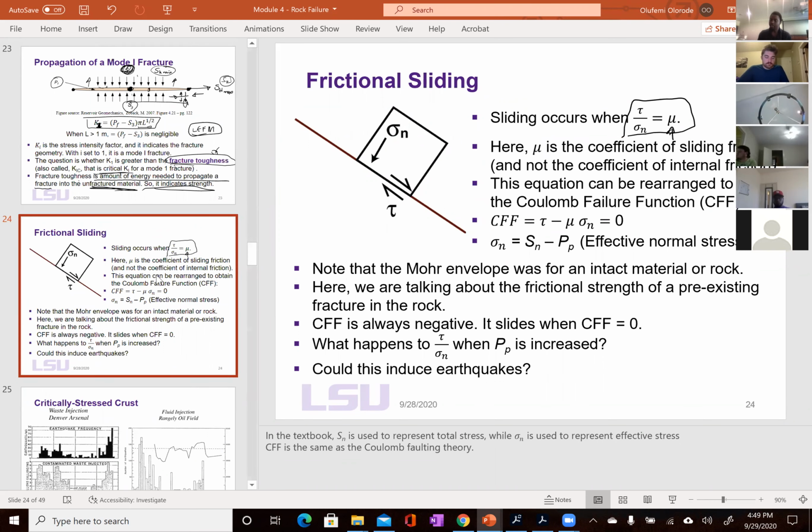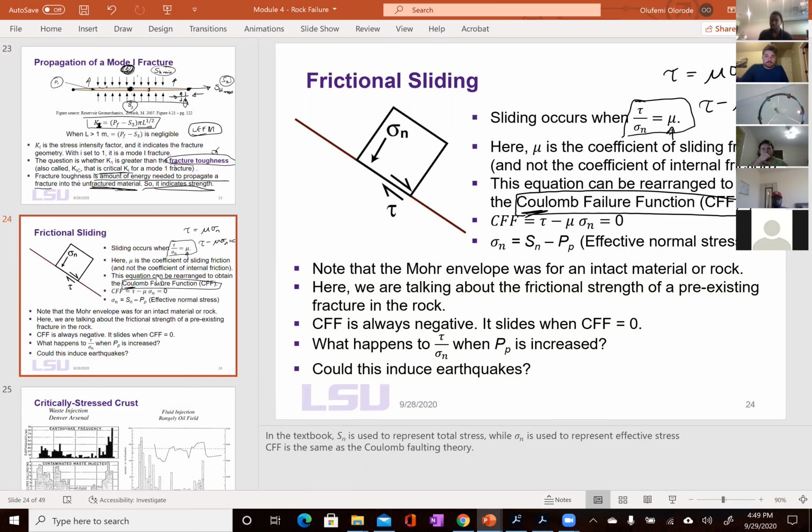And that's your Coulomb failure function. And you can rearrange this, right? Multiply both sides by effective normal stress. Then take all of them to one side. And that's your failure function.